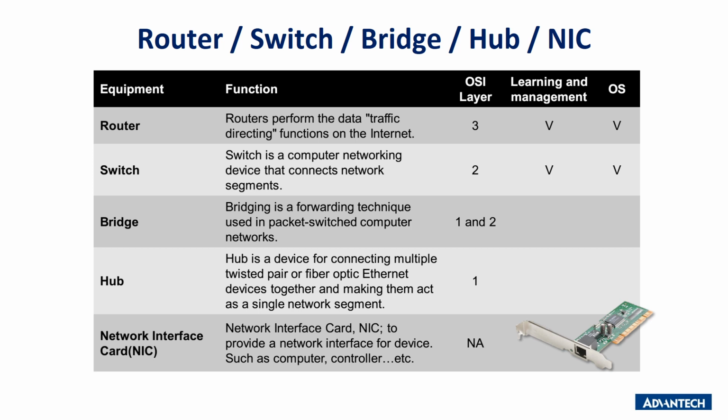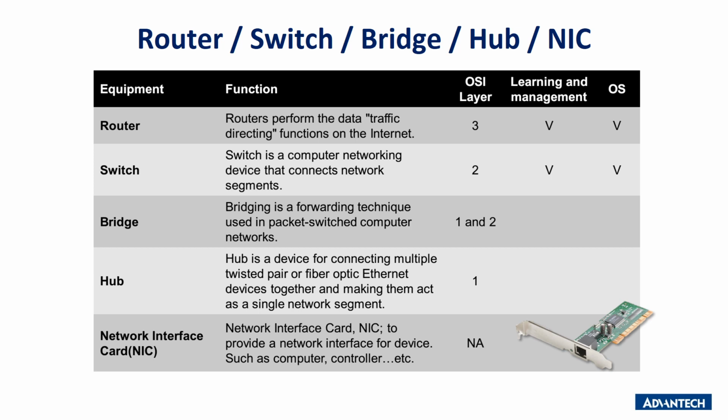Switch is a computer networking device that connects network segments. It's a layer 2 device. Layer 2 device means the switch only decapsulates to the link layer to know the MAC. Normally, the local area network is layer 2 communication. The switch will learn MAC and set up the MAC forwarding table.